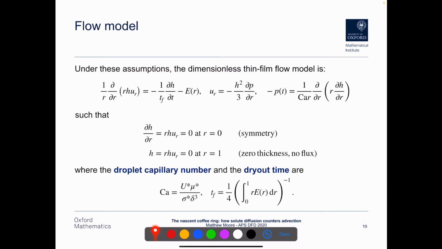In the model that I've written down here, this is the capillary number. So you can see that it's essentially an enhanced capillary number here due to the thinness of the drop. And this TF is the final extinction time of the droplet. So once we hit TF, there's no liquid left.